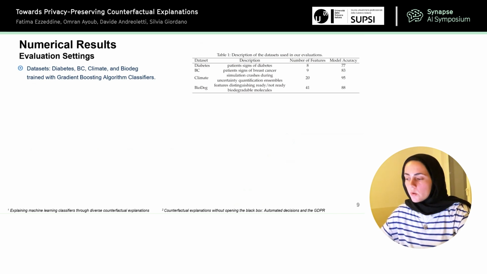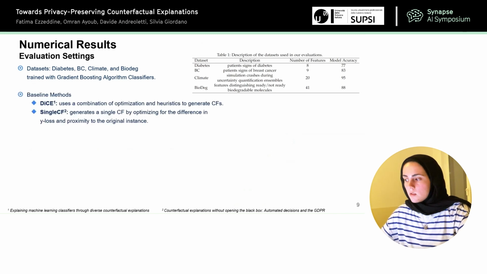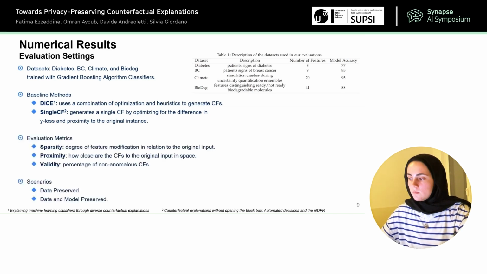In terms of evaluation settings, we have tested SAC-FACT on 4 public datasets trained with gradient boosting classifiers, and we have varied the number of features in order to test the scalability of SAC-FACT. We have datasets from 8 features up to datasets with 41 features. Also, we have compared against baselines such as DICE and single CF, which do require the training dataset as an input, while SAC-FACT does not require it.